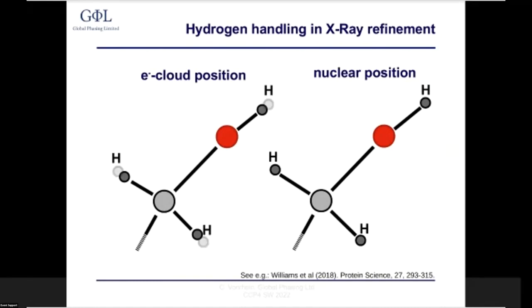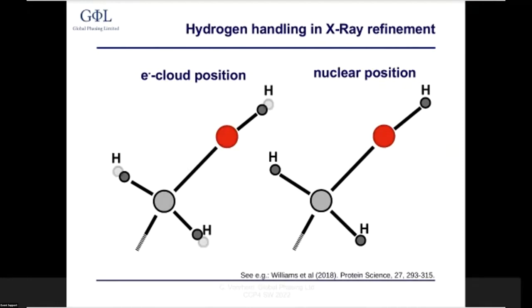We can place a hydrogen at a nuclear position or at a shorter electron cloud position. This choice has to be made not only at the initial hydrogenation step, but also for restraint definition within refinement and during any model validation step. And of course, that decision has consequences.